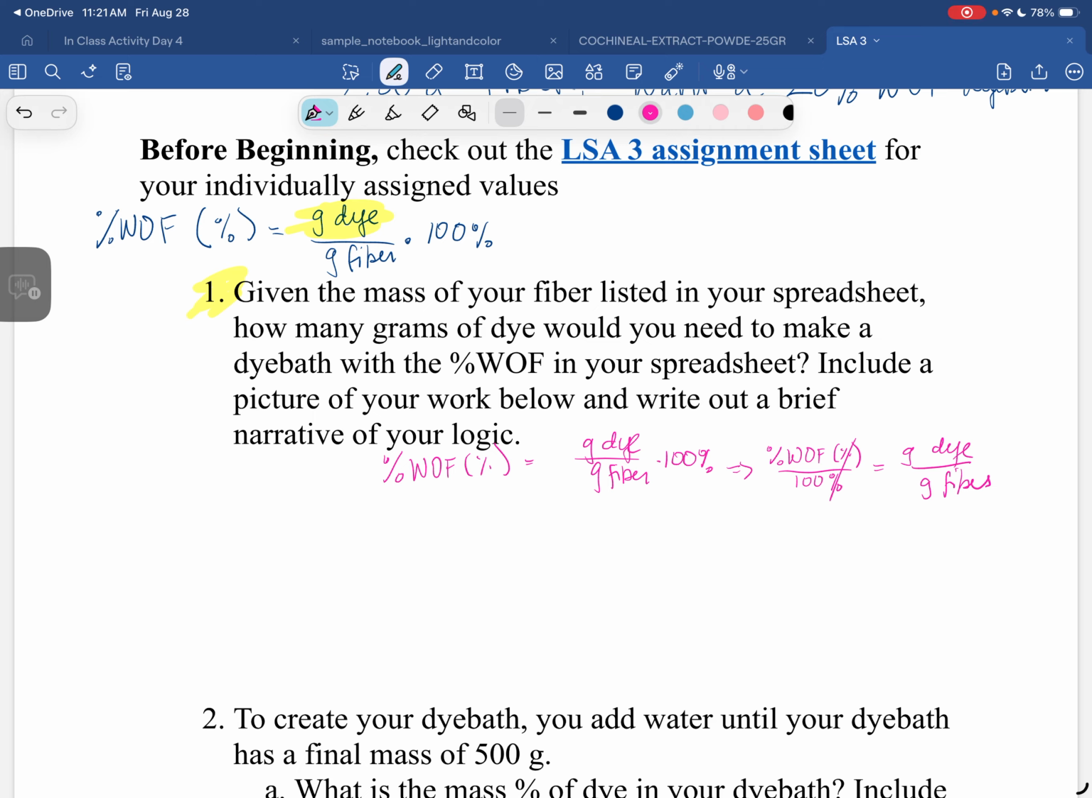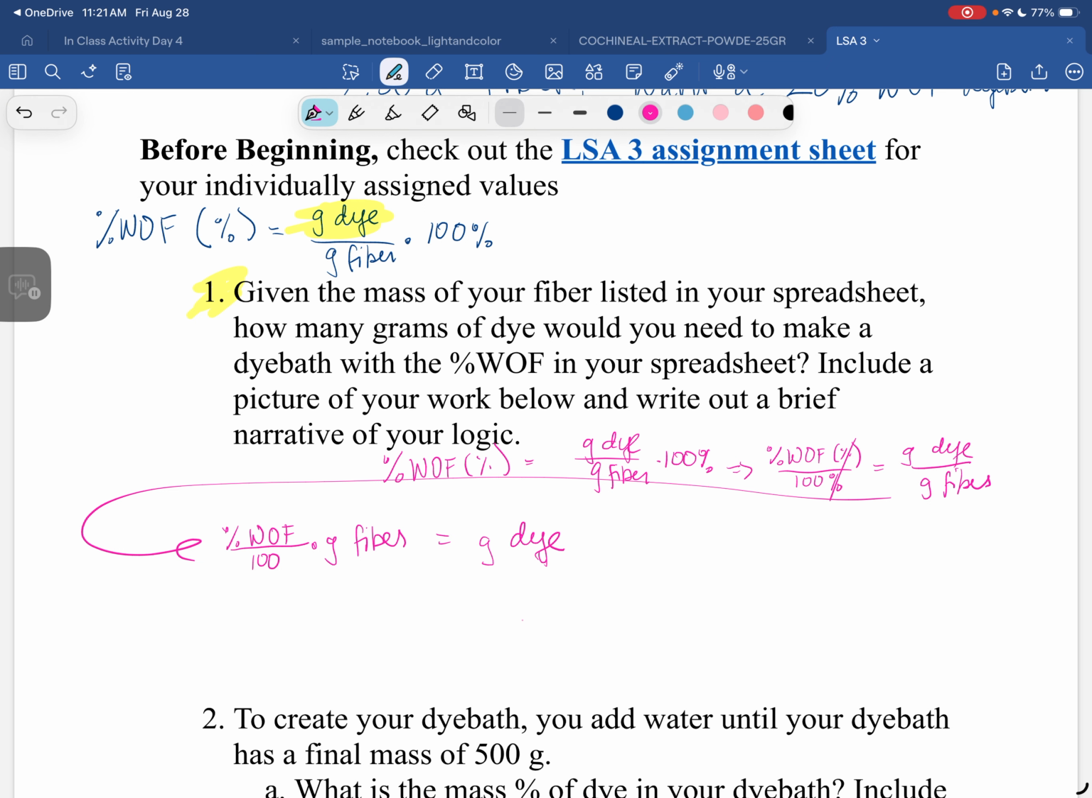All right, and so now my next step, if I want to isolate for grams of dye, I'm going to multiply both sides by grams of fiber. So that's going to give me percent weight of fiber over 100 times grams of fiber, and that's equal to grams of dye. So now we have our version of the equation where we've isolated for what we want to solve for, which is our grams of dye. So we can start plugging in the values that we know.